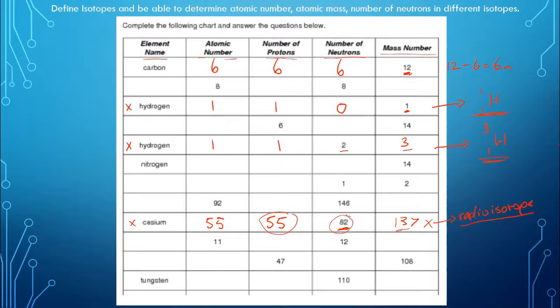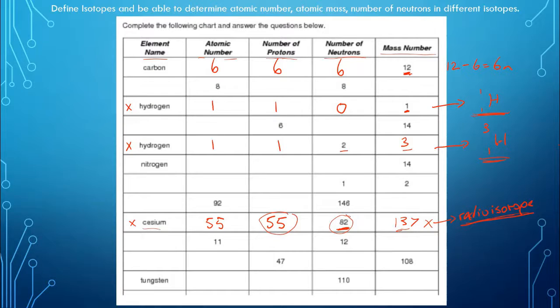Now, decay is something we're going to talk about in the lessons coming up, but just for interest's sake, this version of cesium, this isotope of cesium, the number of neutrons in its nucleus causes this one to be unstable and decay. It's radioactive, and we call that a radioisotope.